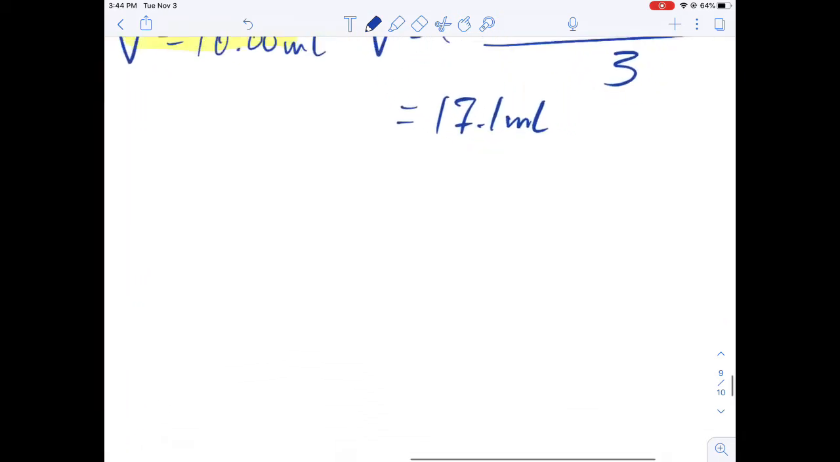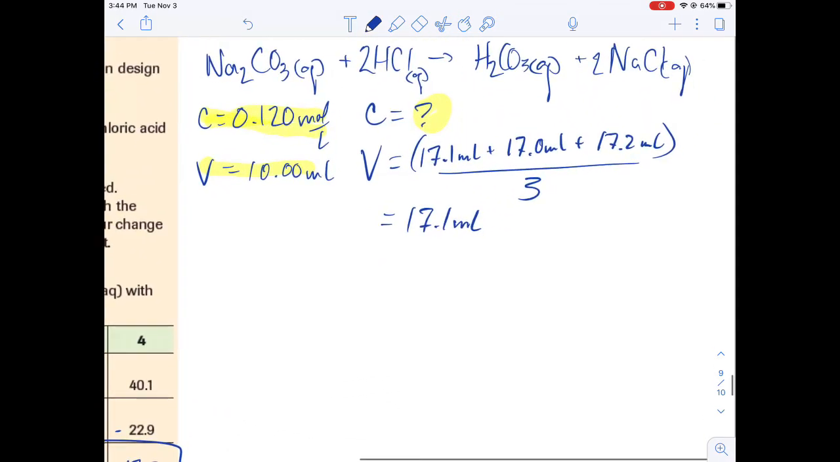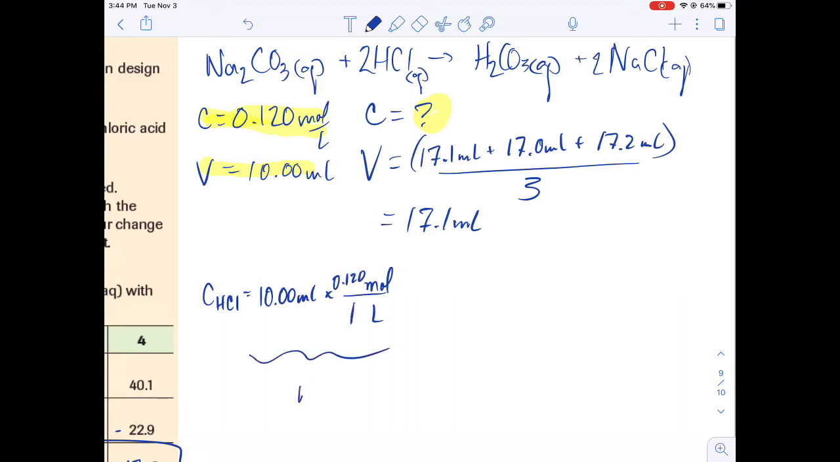So now I'm going to be able to do my calculation. I'm going to want to get the concentration of hydrochloric acid. I'm going to start with 10.00 milliliters of sodium carbonate. I want to get rid of the liters and be left with mole. This will actually give me millimole per liter. And so this gives me the chemical amount of sodium carbonate, and it'll be in millimole per liter, but that's okay because I'm going to get rid of that later.